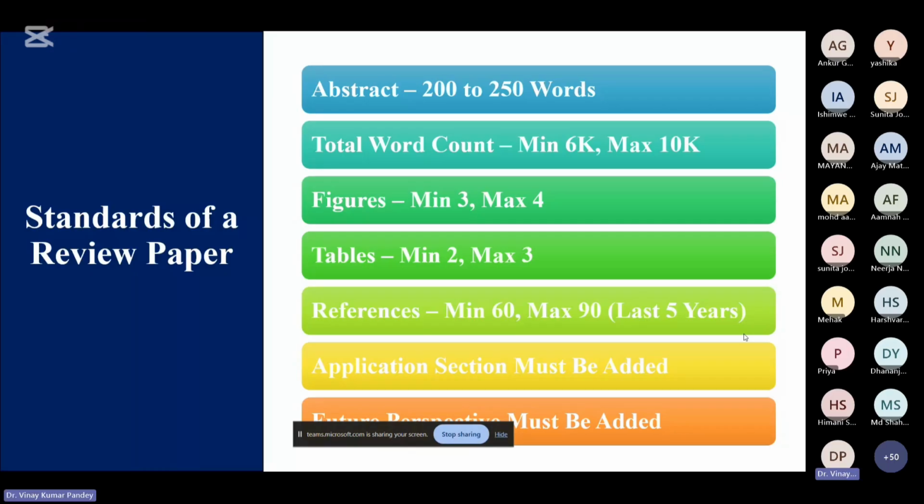So review paper should have more than like 6,000 or 7,000 words.